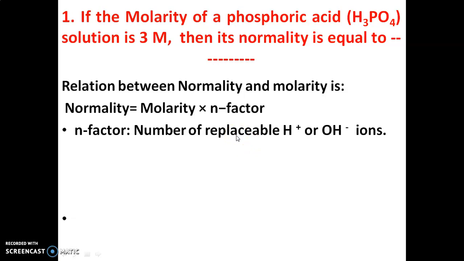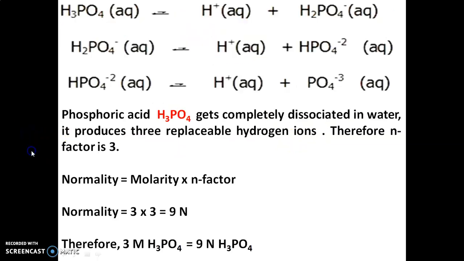It is called n factor. That is, how many replaceable H plus ions or how many replaceable OH minus ions there are, it is called n factor. Okay, it is a relationship between normality and molarity. Normality is equal to molarity into n factor. Okay, in this case the phosphoric acid, what happens?